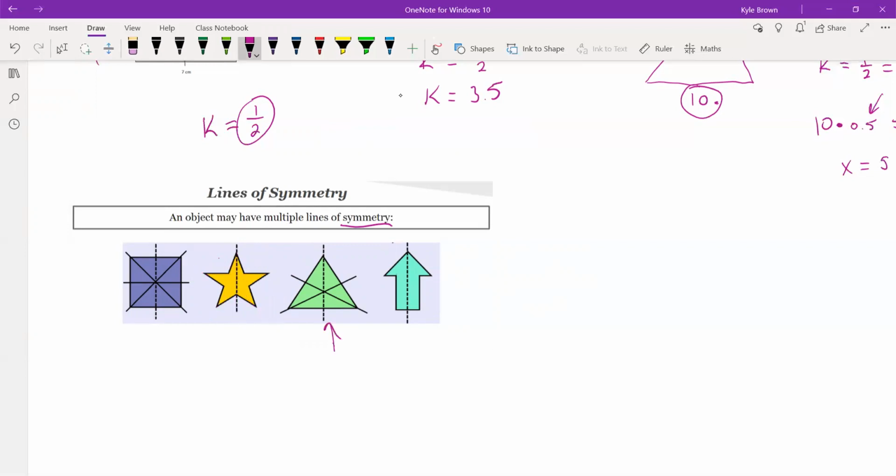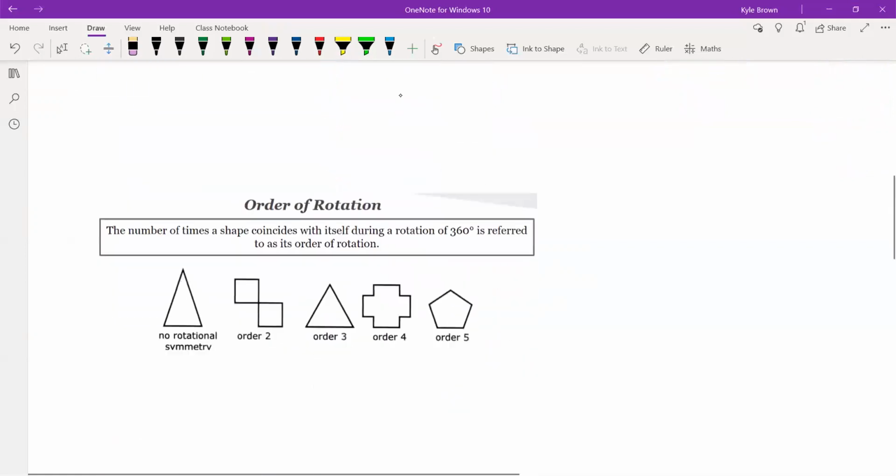3 lines of symmetry on this one. And then this one, right, there's no other way to cut this. This only has 1 line of symmetry. I can't make another one there because that wouldn't fold over nicely, right? All right, so that's pretty much it for your lines of symmetry.